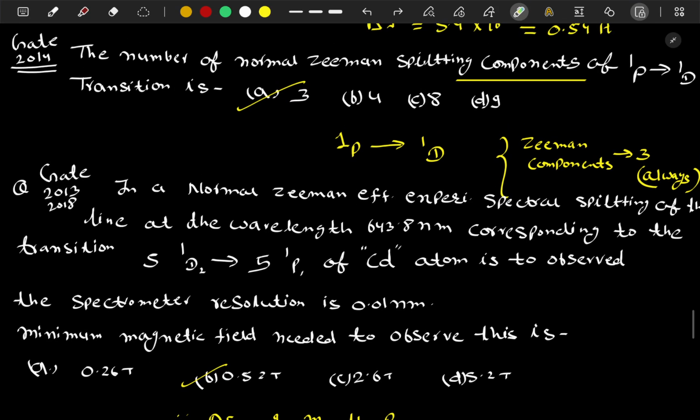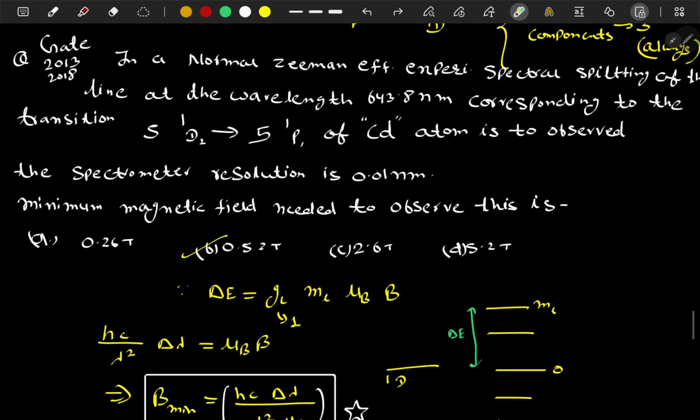So now onwards we'll go forward. The number of normal Zeeman splitting components of 1P to 1D transition is asked. So from 1P to 1D we have to calculate the number of normal Zeeman splitting components. We know that Zeeman components in normal splitting are always 3.